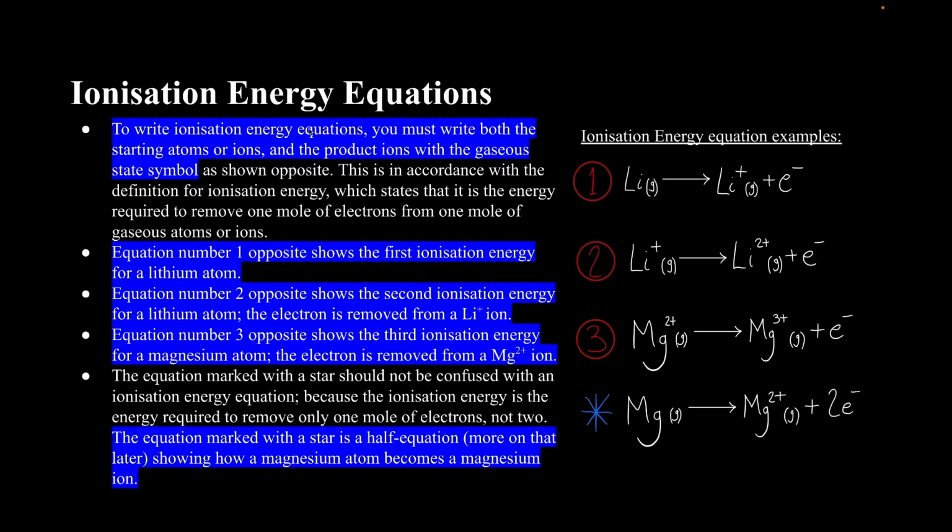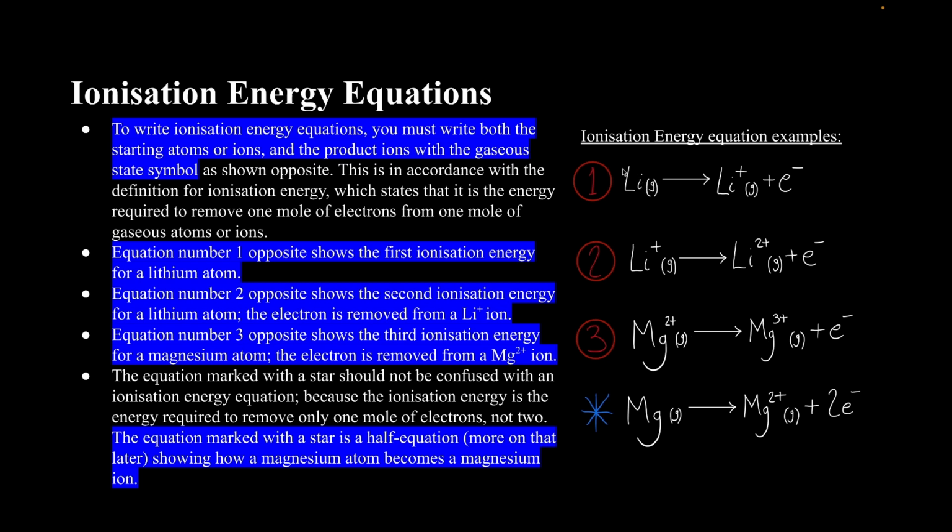So to write ionization energy equations, you must write both the starting atoms or ions and the product ions with the gaseous state symbol as shown opposite. So you write the gaseous state symbol by writing a g inside brackets. That's what we use to represent the gaseous state symbol. There are also other state symbols which we'll look at in upcoming videos. There's the aqueous solution state symbol, there's the solid state symbol, there's also the liquid state symbol. But in this case we're using the gaseous state symbol, and this is how we represent it.